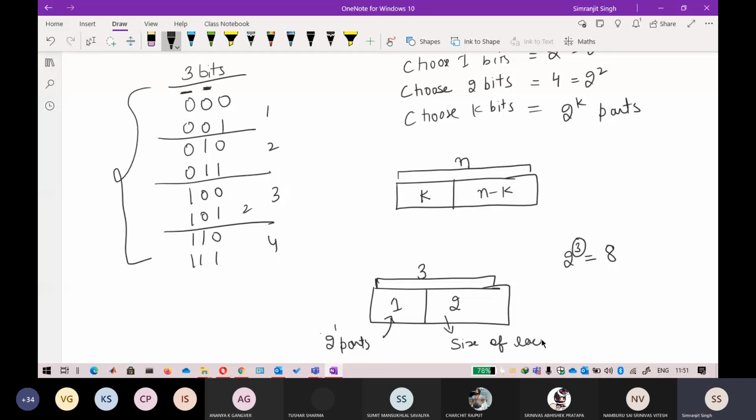Size of each part is 2 bits. It means size of each part is 2 raised to power 2, that is 4 bits. Okay, so understand this. This is referred to as an address field.